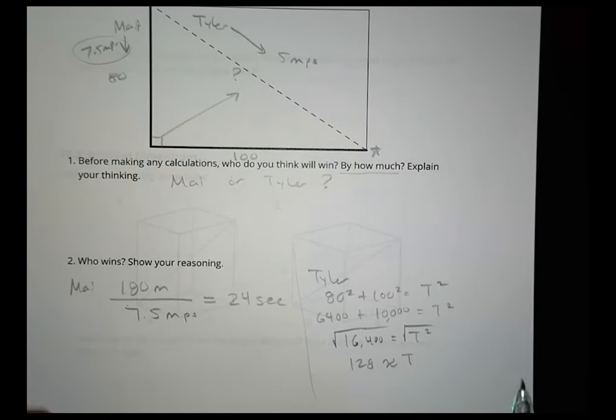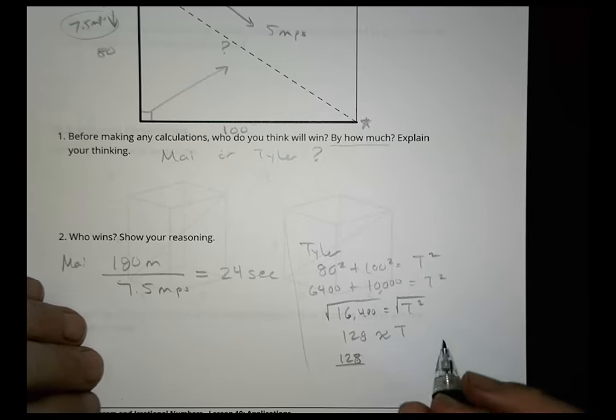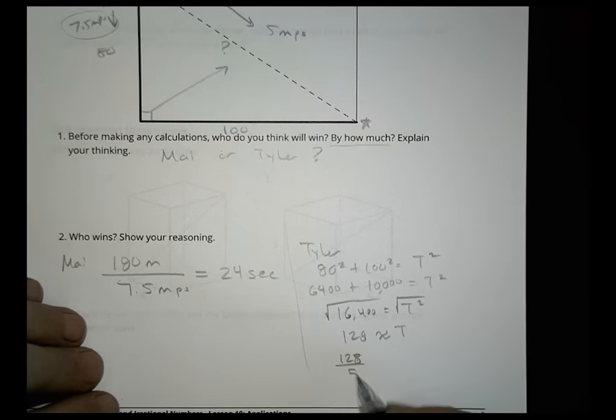It's about 128 meters. So now we're going to take the 128 and we want to divide that by his rate. Again, just estimate about 128. His rate's 5 meters per second. And that gets Tyler at about 25.6 seconds is how long it will take him.